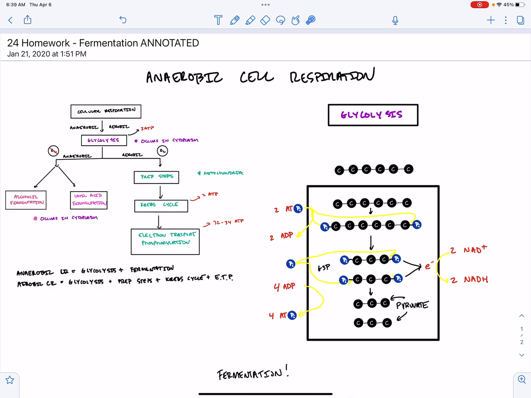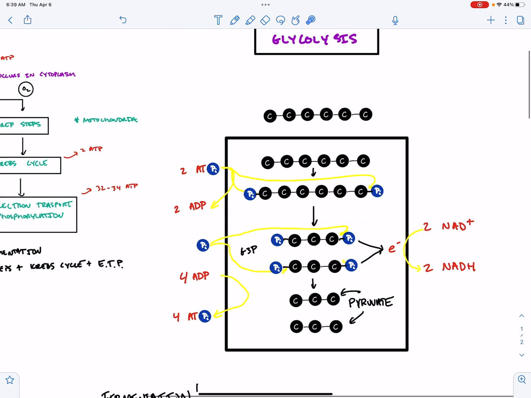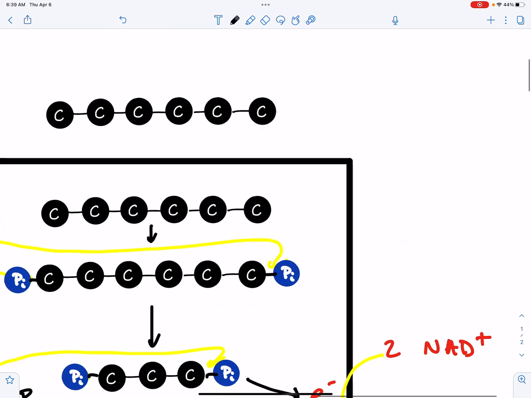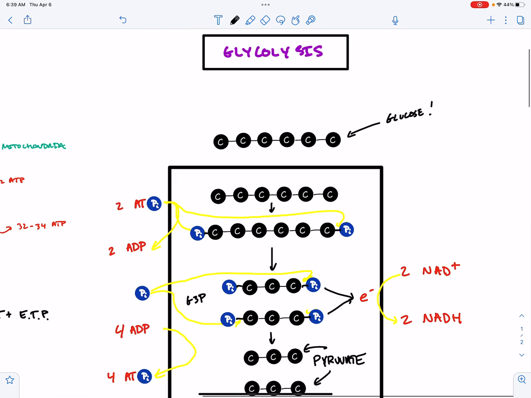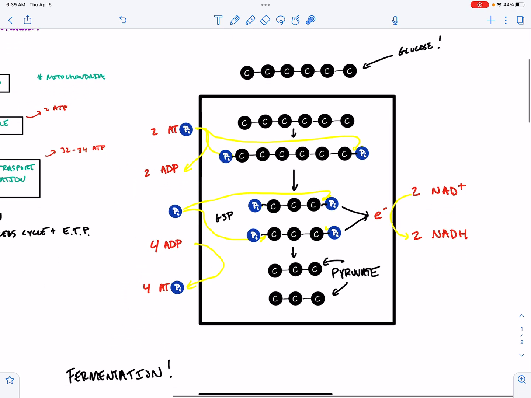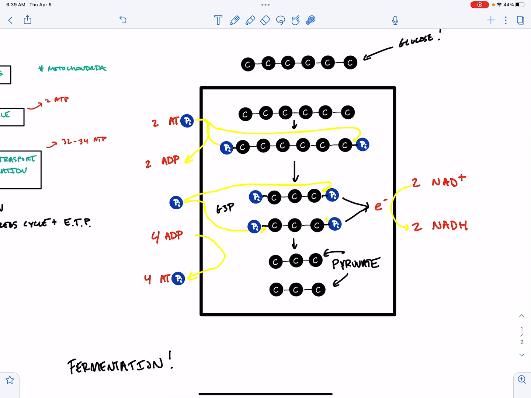Okay, so glycolysis, as you know, begins with glucose. And the point of cellular respiration is to slowly combust glucose. We're going to break it down into CO2 molecules. And in doing so, we are going to release a bunch of energy. Some of that energy is going to be trapped directly in the form of ATP.